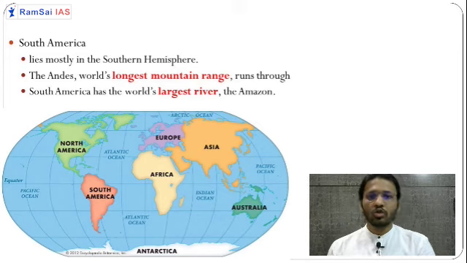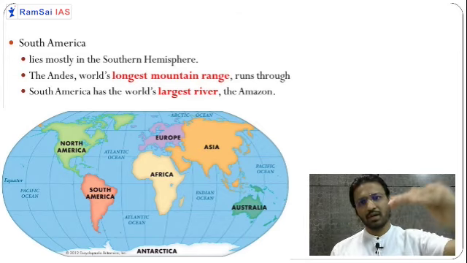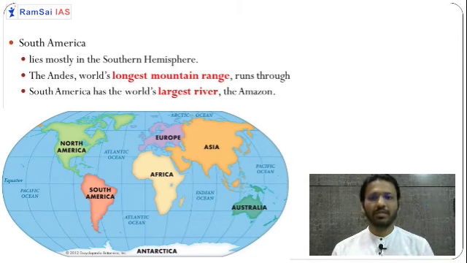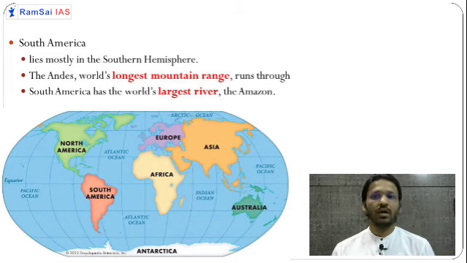Okay. So a little part of South America is present in the northern hemisphere, but mostly it is present in the southern hemisphere. Okay, the equator and the Tropic of Capricorn are passing through South America.